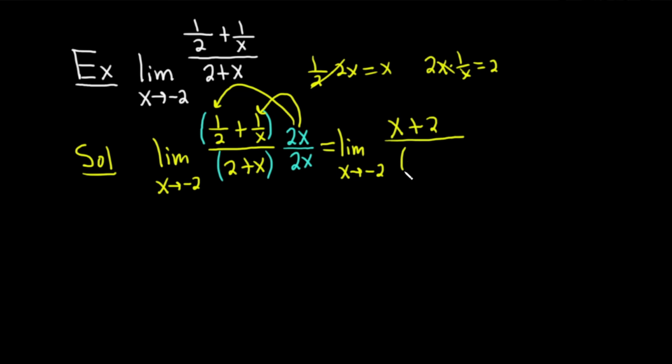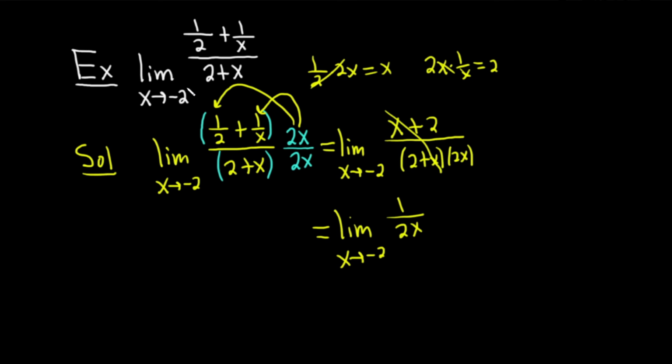Over on the bottom, we still have 2 plus x, and we still have the 2x. And now you see x plus 2 cancels with 2 plus x. They're exactly the same. This is equal to the limit as x approaches negative 2. We're left with a 1 up top, so it's 1 over 2x. And now we've finally reached the point where we can plug in the negative 2.